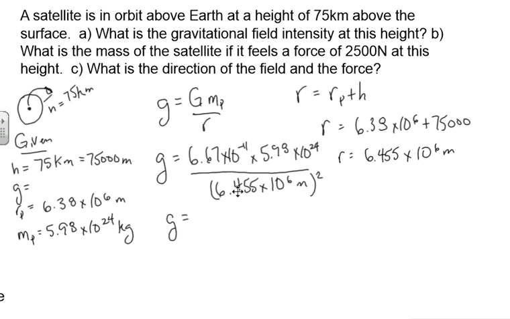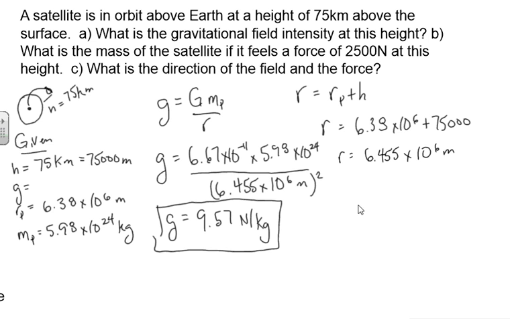So I put that in my calculator, crunch the numbers, and I should get a value of around 9.57 newtons per kilogram, which to me seems reasonable, since on the surface it's 9.8, and the further we get from the surface, the weaker that field intensity is. So that answer seems logical to me. That's a decent value.